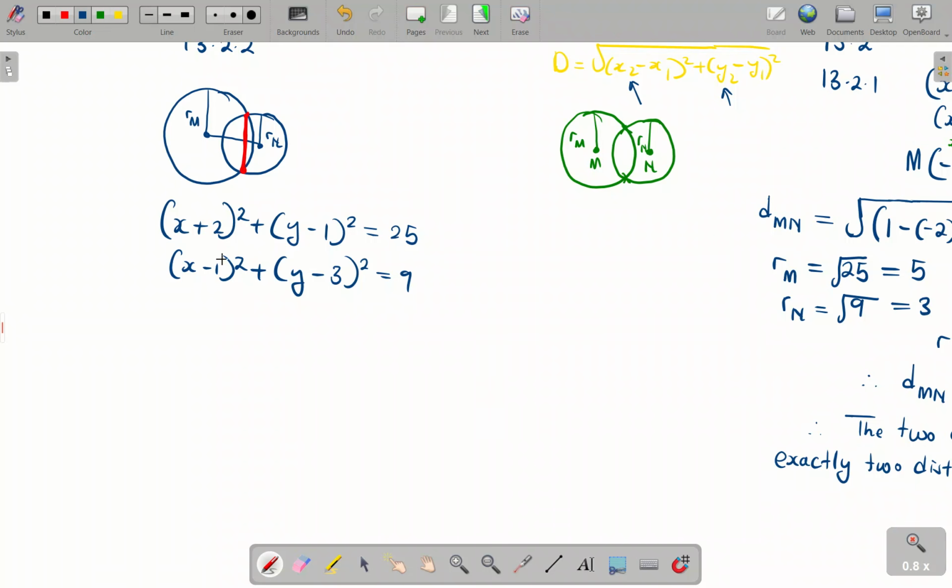To find that common chord, guys, you're just gonna subtract the two equations. So you start with the bigger one, and from the bigger one, subtract the small one. So you're just gonna say, this is (x + 2)² + (y − 1)², subtract the small one there. I think first I have to multiply out, guys, before this step. Let me first multiply out so that this is easy for us.